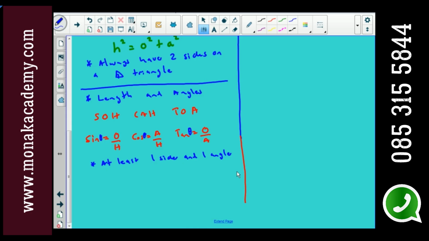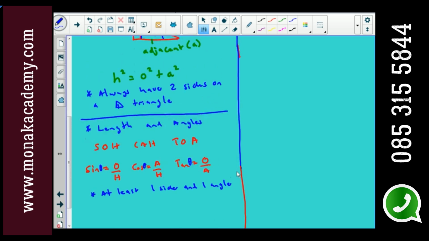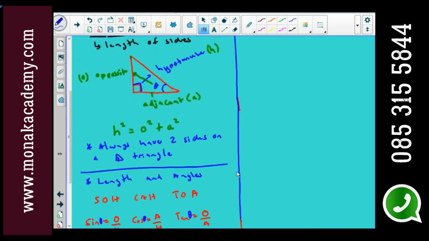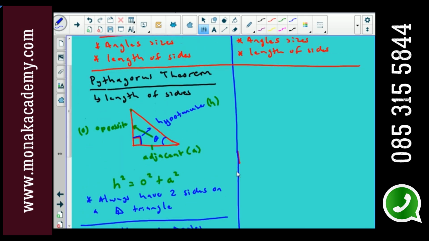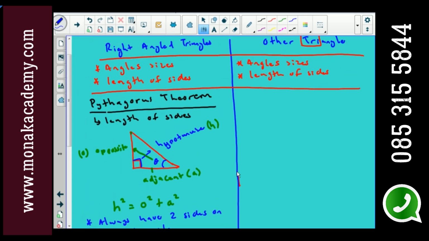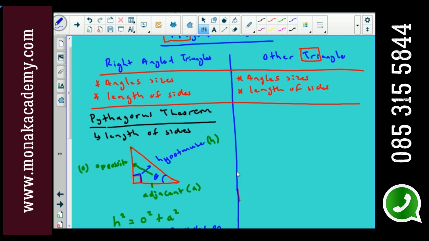And remember, we said it only applies to right-angled triangles, nothing else. All right. So that is it with right-angled triangles. SOH-CAH-TOA or Pythagoras theorem. That's it. We'll see how we apply those two. Now, what about when you are given other type of triangles which are not right-angled triangles? What do you do now?